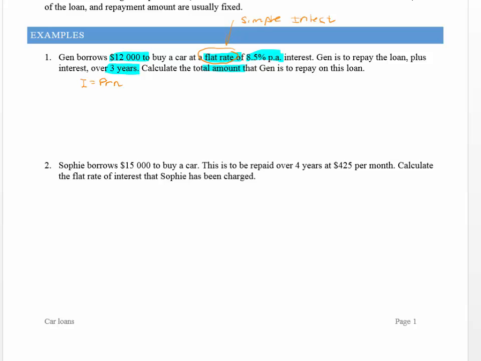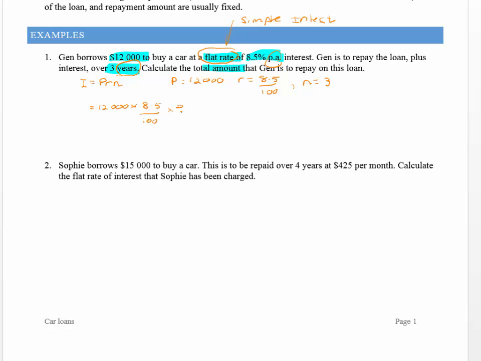So because we're thinking about simple interest, the first thing you're going to write down is the simple interest formula, I equals PRN, where P is the principal. That is the amount that we're borrowing, which in this case is $12,000. R is my interest rate, which is 8.5%, so I'm just going to write that over 100, makes life easier. And N is my time period, which is 3 years. So this is in years per annum, and this is in years, so I don't need to do anything else. Now I can just substitute into my formula. I've got $12,000 times 8.5 over 100.